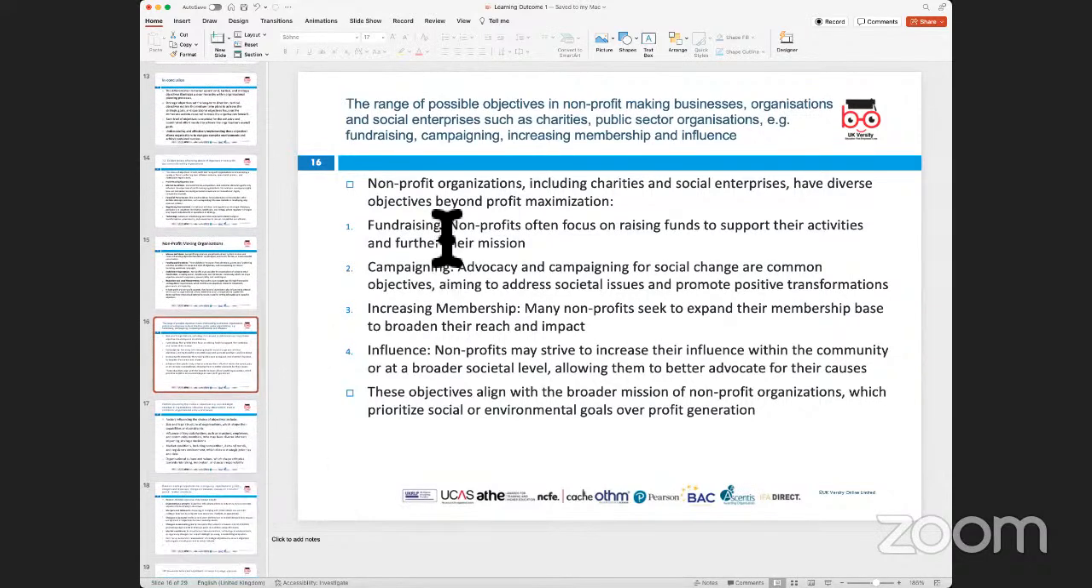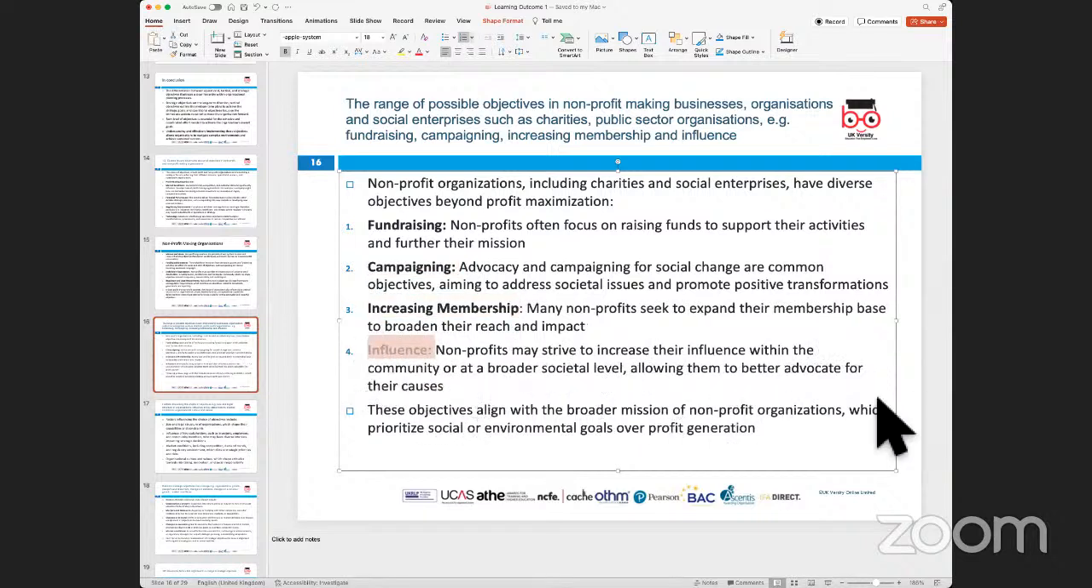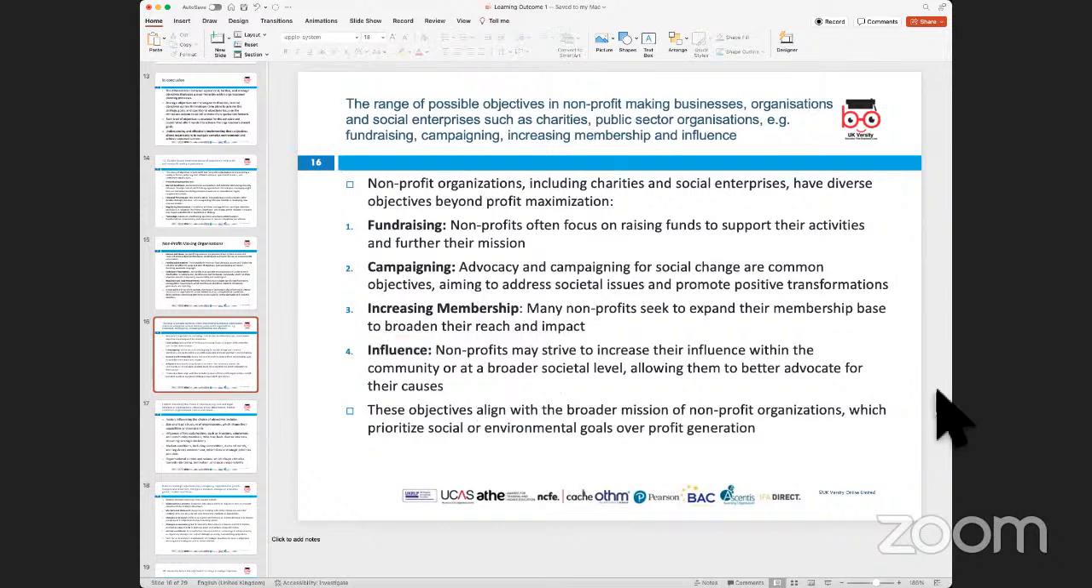Now, they can generate funds through fundraising. They can do campaigning. They can increase the members in the organization. They can also look at taking on board influencers, which could be different governments and government departments, which would come in and influence how they would get access to funding, and how they would better advocate, for example, the things that they do in terms of supporting the causes.